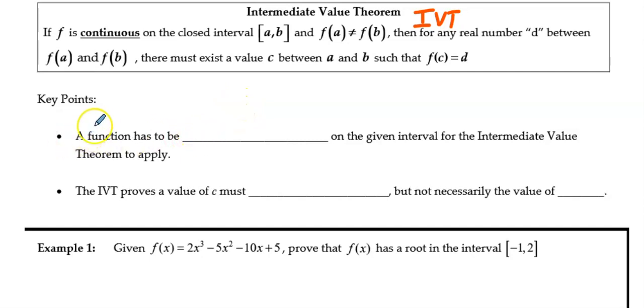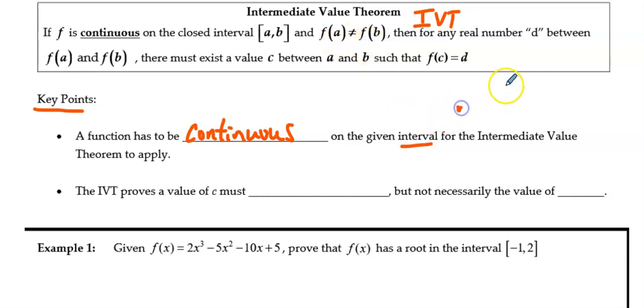I'm going to stop there for a second because there are 2 key points that you need to know. Guys, you cannot apply the intermediate value theorem unless the function is continuous on that given interval. Okay, it's got to be on the given interval, and we will give you guys the interval for that. So it's got to be continuous on the interval. That's really important. So f of a cannot equal f of b.